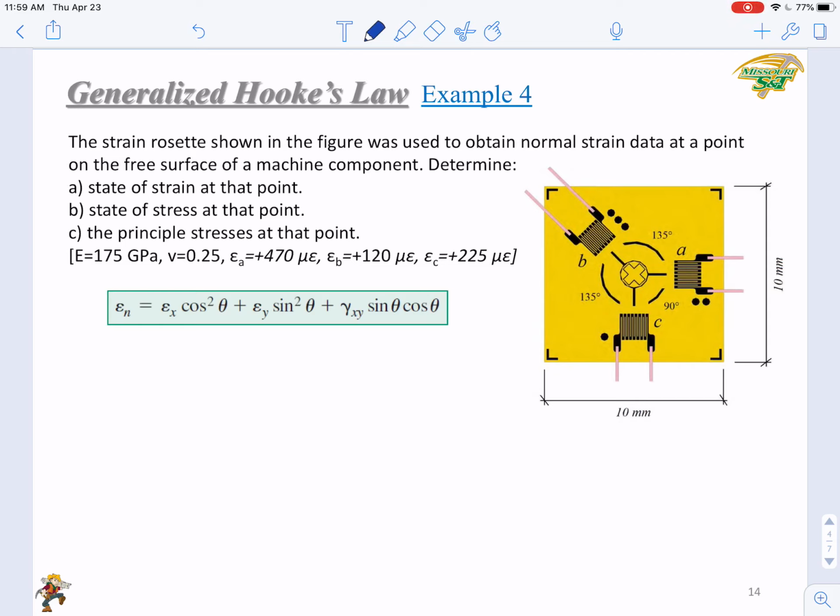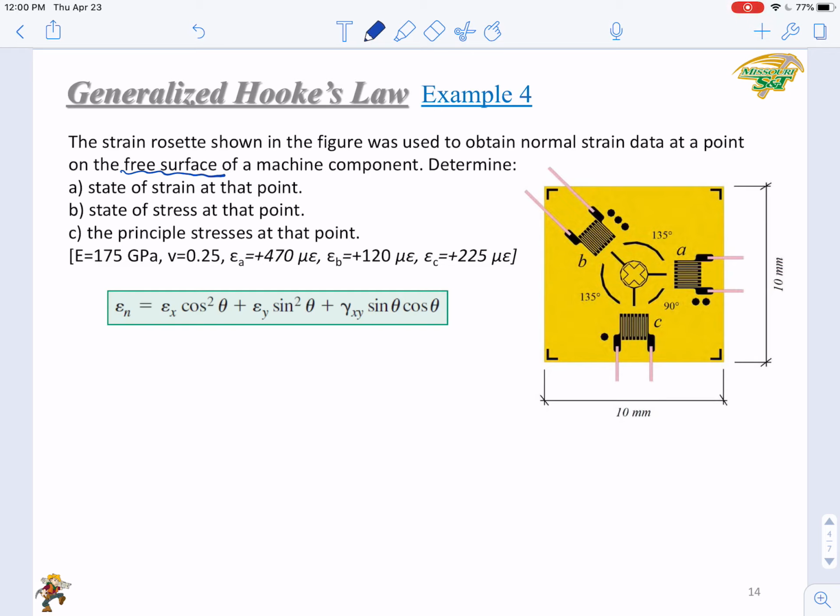Example 4: here we have a strain rosette, shown in this figure, used to obtain normal strain data at a point on the free surface of a plane component. Then determine the state of strain, the state of stress at the point, and finally determine the principal stresses at the point. Okay, this is very practical.